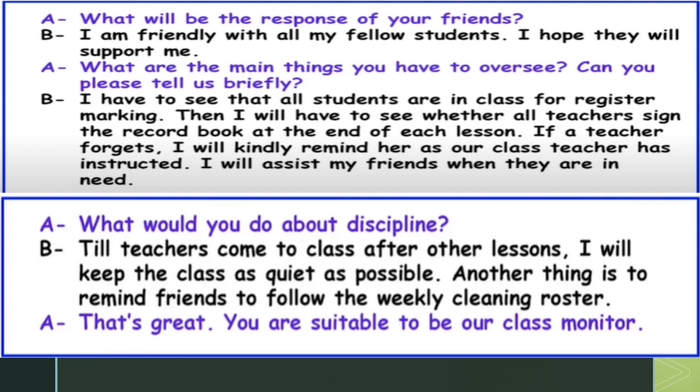A. What are the main things you have to oversee? Can you please tell us briefly? B. I have to see that all students are in class for register marking. Then I will have to see whether all teachers sign the record book at the end of each lesson. If a teacher forgets, I will kindly remind her as our class teacher has instructed. I will assist my friends when they are in need. A. What would you do about discipline? B. Till teachers come to class after other lessons, I will keep the class as quiet as possible. Another thing is to remind friends to follow the weekly cleaning roster. A. That's great. You are suitable to be our class monitor.